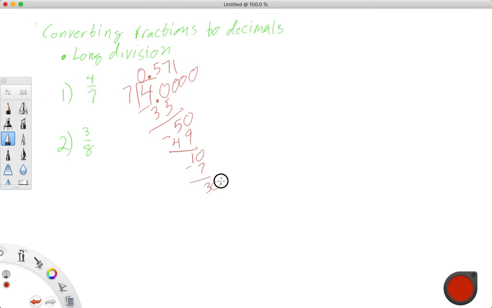Bring down another 0. 7 goes into 30 4 times. That's 28. 30 minus 28 is 2. Bring down another 0. 7 goes into 20 2 times. That's 14.